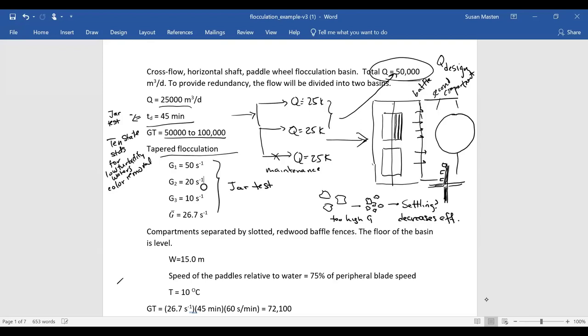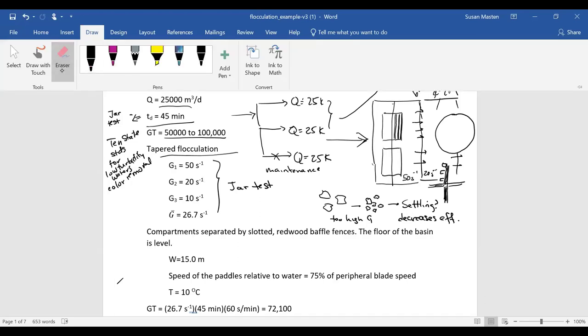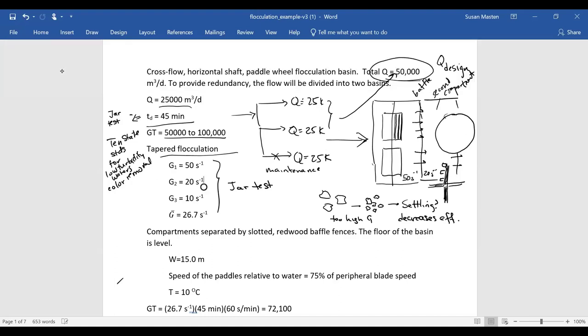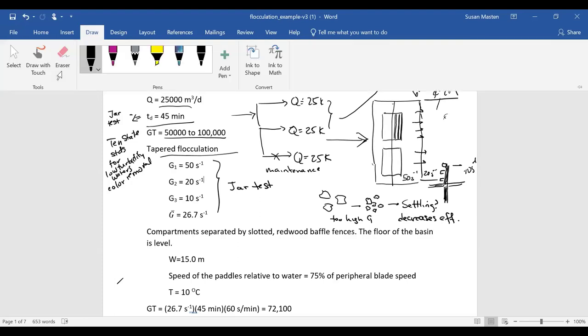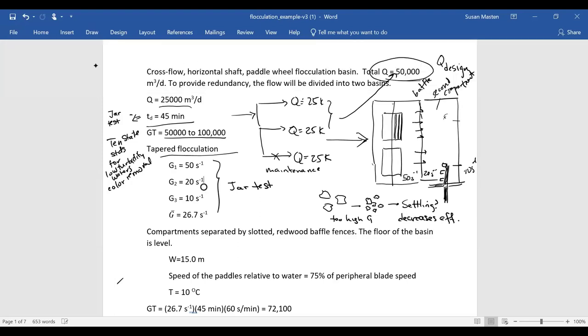So you've got flow through here. In this case, we would have a G value of 50 inverse seconds here. And then in the second compartment, we would have 20 inverse seconds. And then we'd have a third compartment here with 10 inverse seconds. So we have this third compartment here. We have flow through here. And this is just the average G through all the compartments.